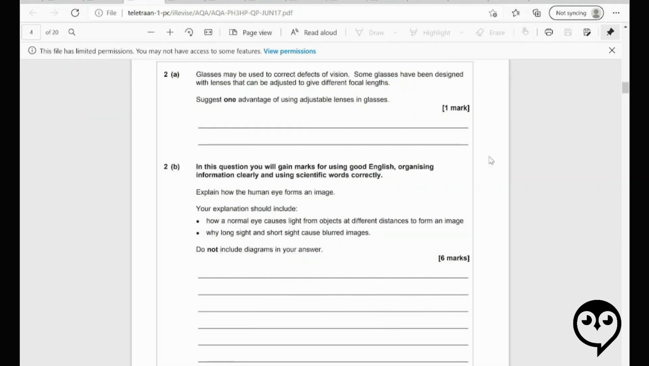Okay, back to number 2, because I think I missed it before. Glasses can be used to correct defects in vision. Some are designed with lenses that can be adjusted to give different focal length. What's one advantage of that? Well, you can be like your own optician at home. You can notice you've started to need this a little bit more for reading, so you can adjust it yourself. You don't need to buy new glasses.